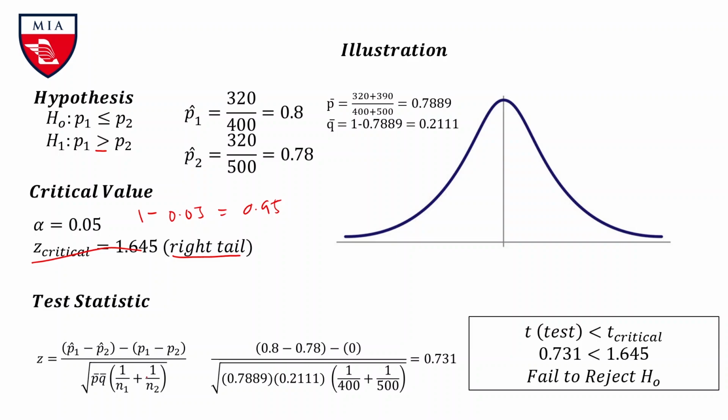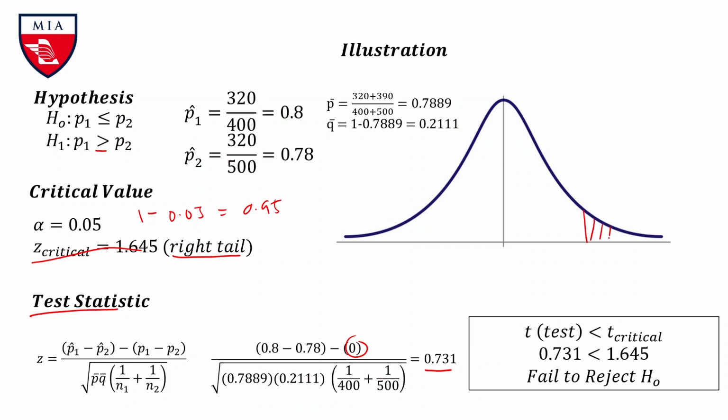Okay, the next one is we need to solve for the test statistic. So we have this formula that I introduced earlier. So just substitute the values. So this is 0 because we don't have any population proportion. Okay, so let's just substitute the values and you will get the answer 0.731.